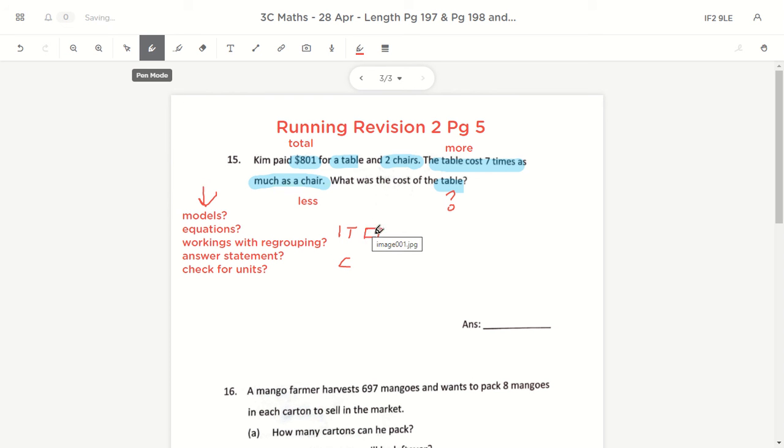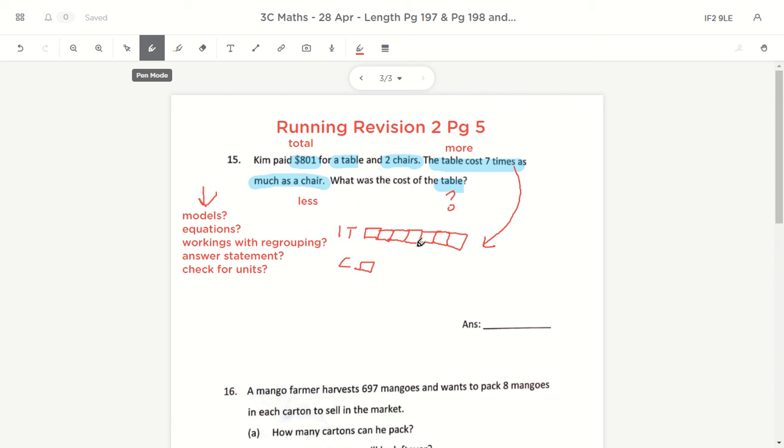So 1 times, 2 times, 3 times, 4 times, 5 times, 6 times, 7 times. Let's count again. 1, 2, 3, 4, 5, 6, 7. So if the table is 7 times, how many units does the chair have? The chair has 1 unit. Okay, so this is how it looks.